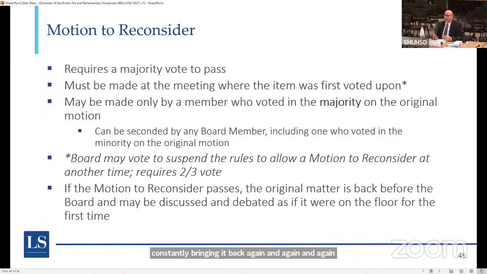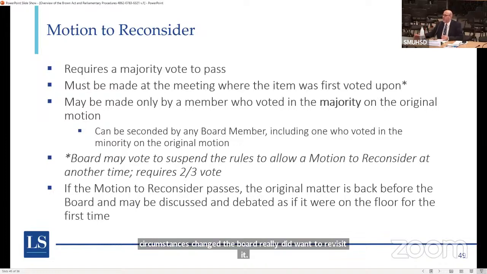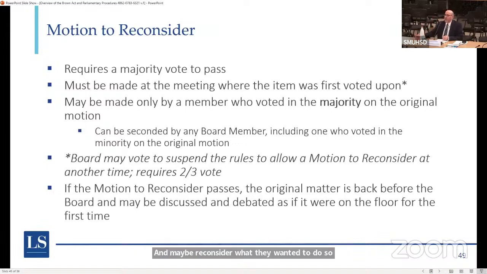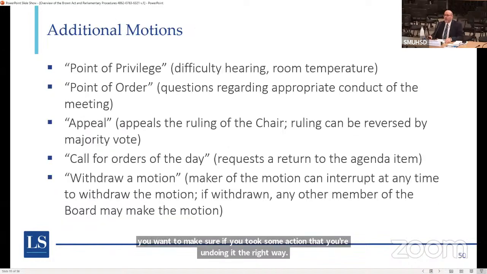We have had instances over the years where circumstances changed on something, and because circumstances changed, the board really did want to revisit it and maybe reconsider what they wanted to do. So they'll suspend their rules to allow them to bring that at a future date, and they'll have the motion for reconsideration. It's a legitimate thing that you will use. Check with your lawyer on how to do that right, because you want to make sure that if you took some action, you're undoing it the right way. So I wanted to belabor that for a minute.